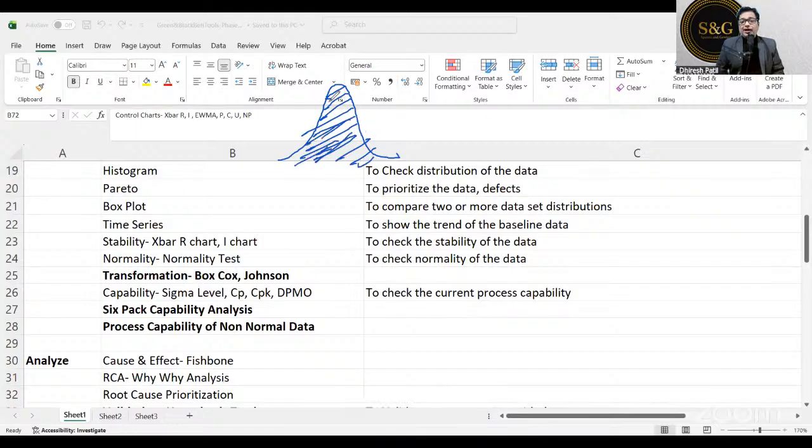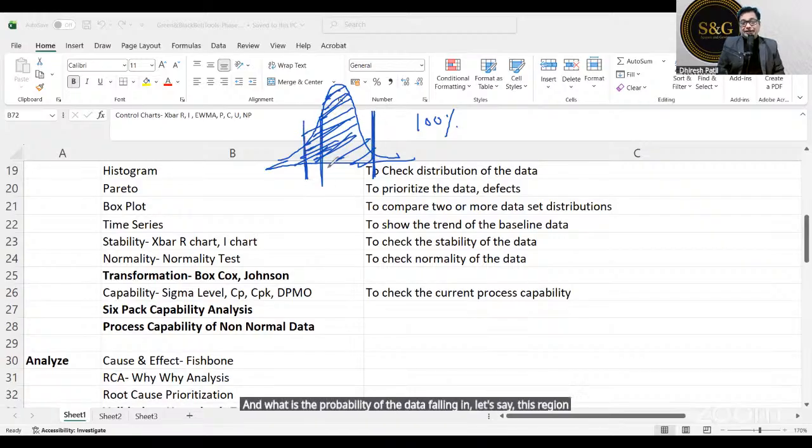Okay, area under normal distribution. So this area they consider 100%. And what is the probability of the data falling in, let's say, this region or this region or this region? So they calculate the probability as a percentage.